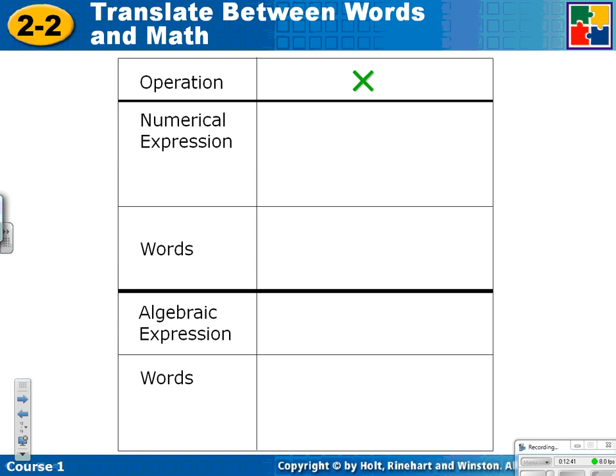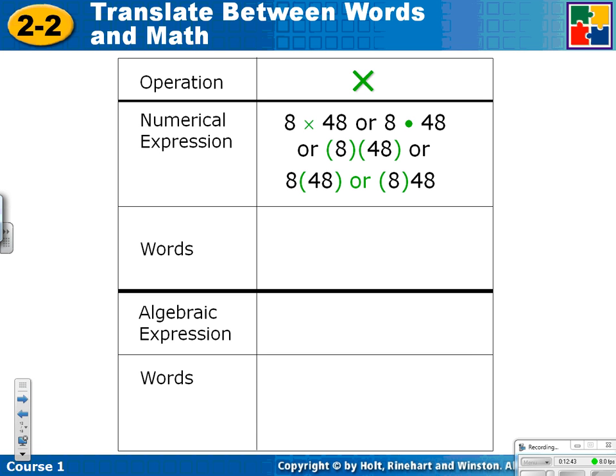Now, we have basically 8 times 48. Give me some words. Give it to me in words. You're doing very good. You're exactly right. 8 groups of 48. You could also say 48 groups of 8, because order doesn't matter with multiplication, right?